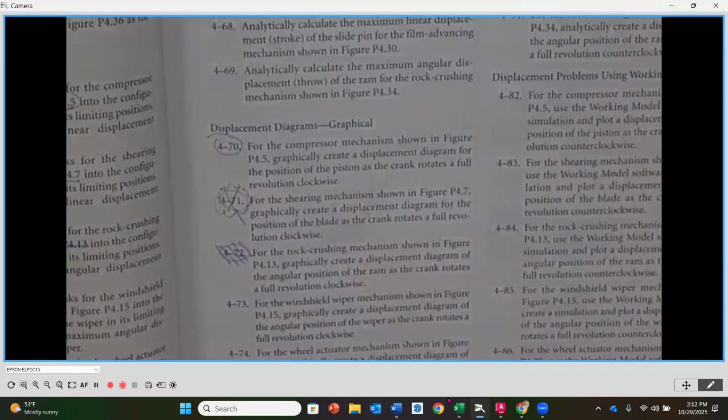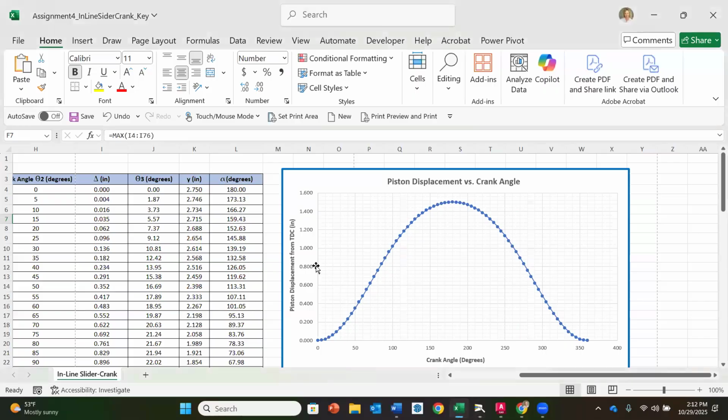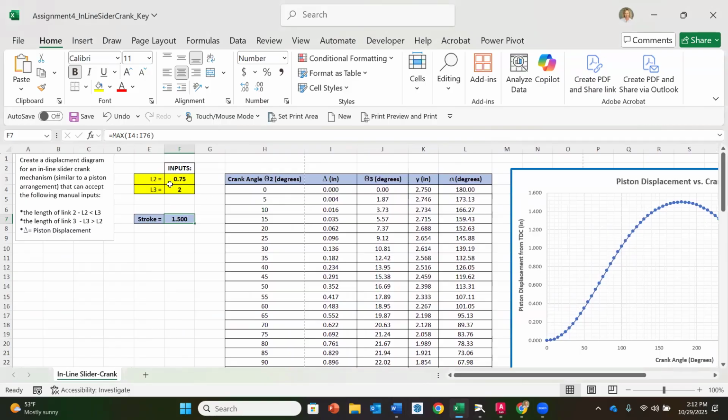Now, what you're going to do is use the Excel spreadsheet to assist you. So if I go back to my Excel spreadsheet, I'm going to put in the length of link number 2 from that mechanism for problem 4.5. And then I'm going to do the length of link number 3. And it's going to create everything here for you. It's going to fill in the numbers, create the displacement diagram, and calculate your stroke. So that's the numbers. That's going to do it for you.